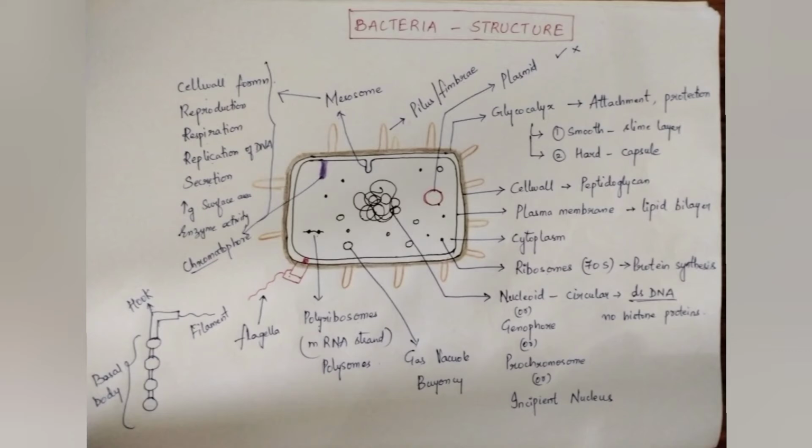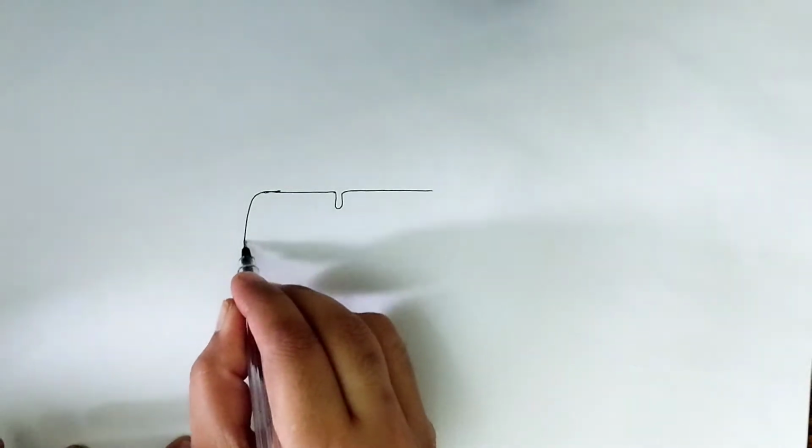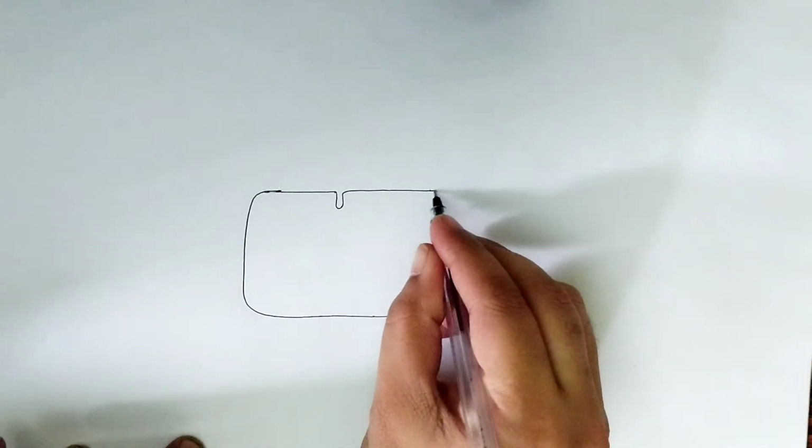In today's class, we are going to study about the bacteria, which is the only member of kingdom Monera. This kingdom has the maximum nutritional diversity. First, let us see how we are going to draw the bacterial structure.